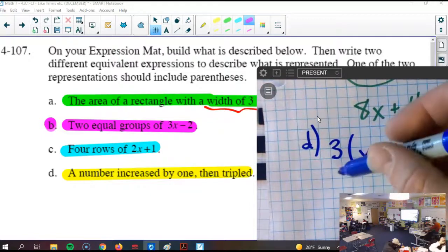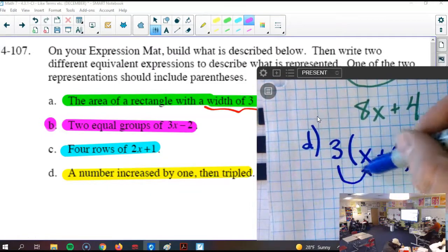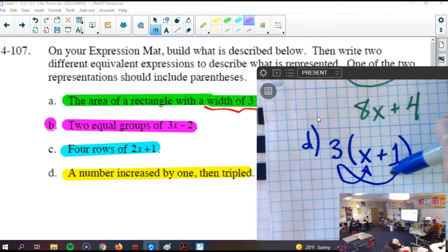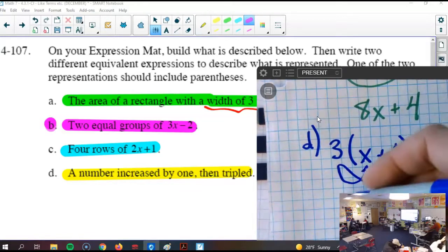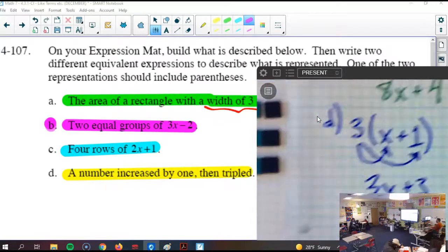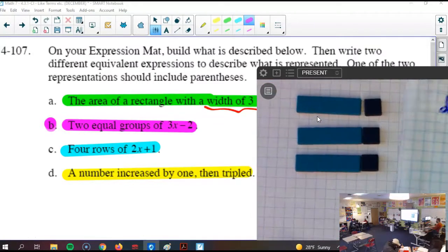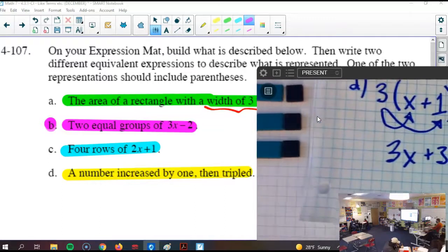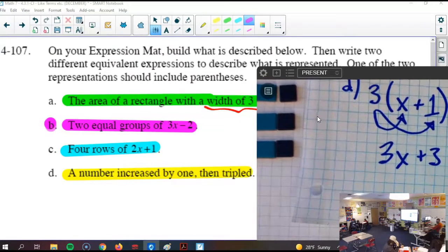Ooh, yeah, we want to write the total, too, so we want to do the multiplication. Yeah, so then in total, we have 3 x's and 3. So those tiles, we have 3x and 3. Questions?